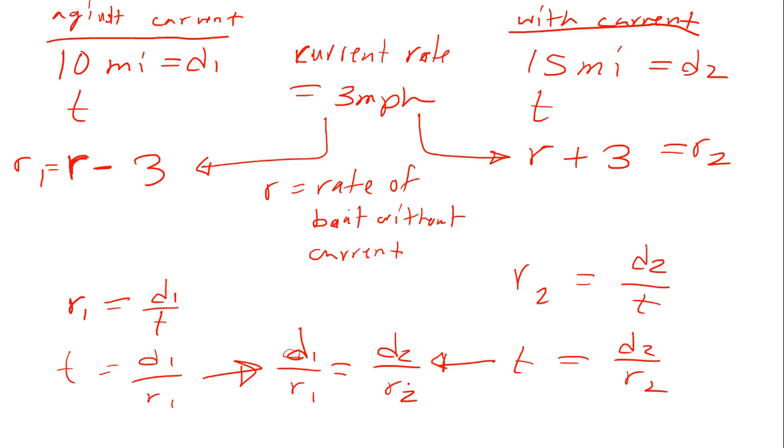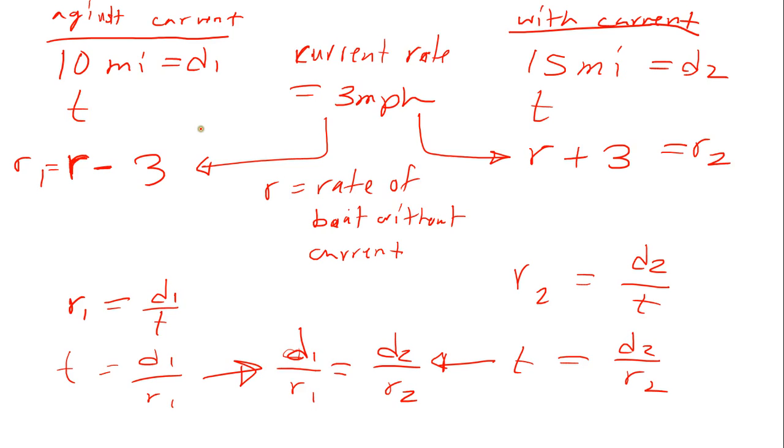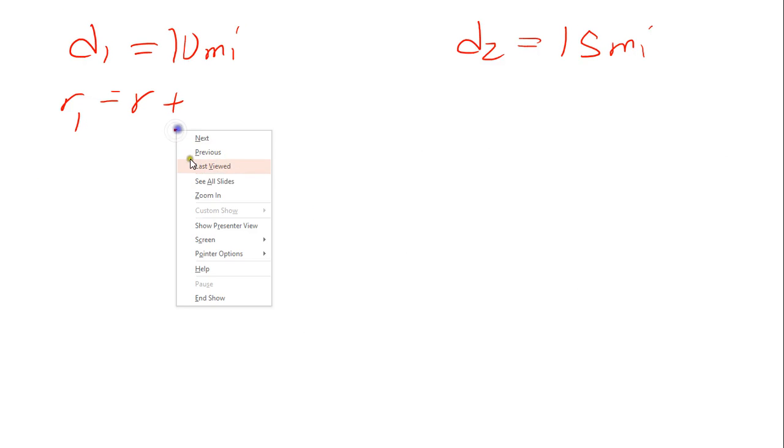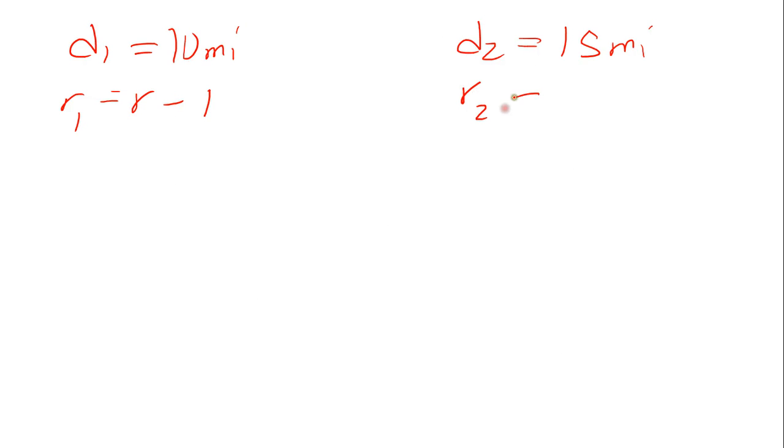Let's see what information we actually have now. We know D1 is 10 miles. D2 equals 15 miles. R1 equals R minus 3, and R2 equals R plus 3.